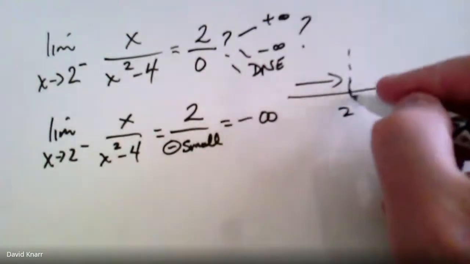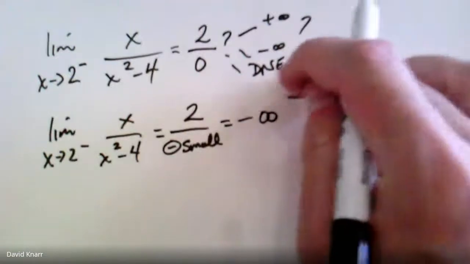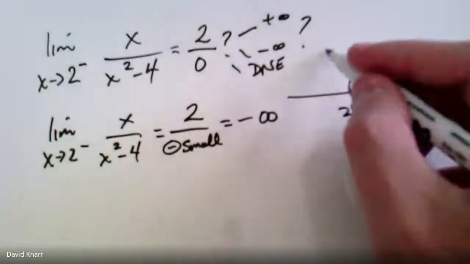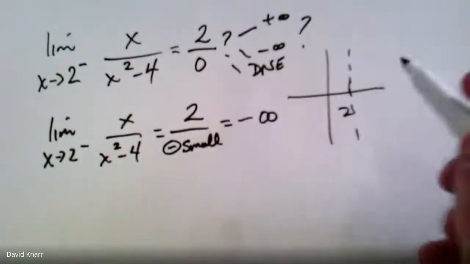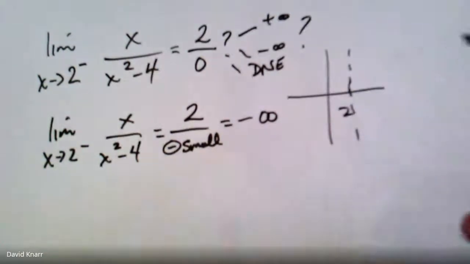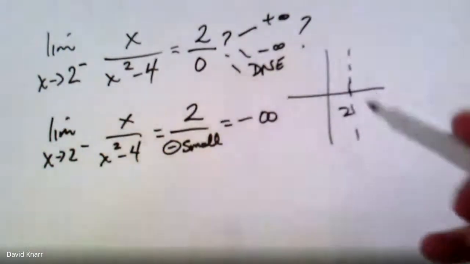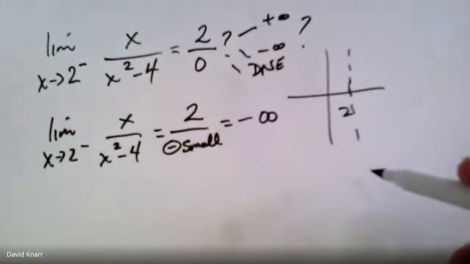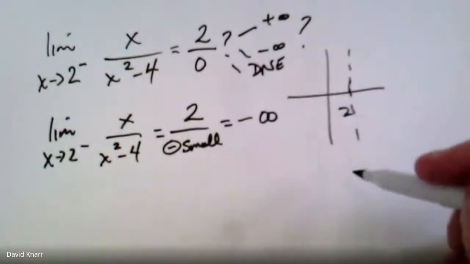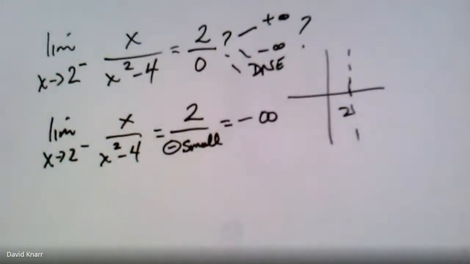Here's x equals 2. Here's my graph now. What's going to happen from the left? Well, it's either got to go up toward 2, or it's got to go down toward 2. So in this case, it's going down to negative infinity. Okay, that's because there's a vertical asymptote there. That's what's forcing this to happen. All right, so we'll just try one more.